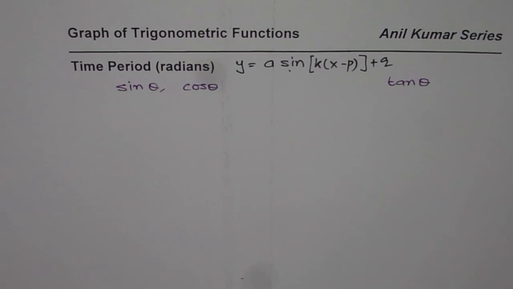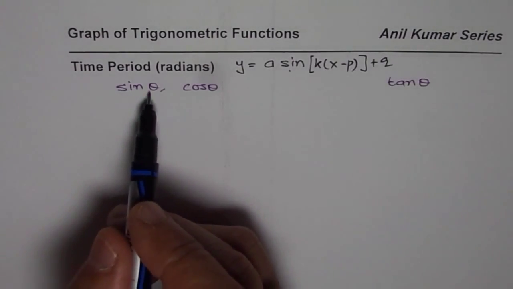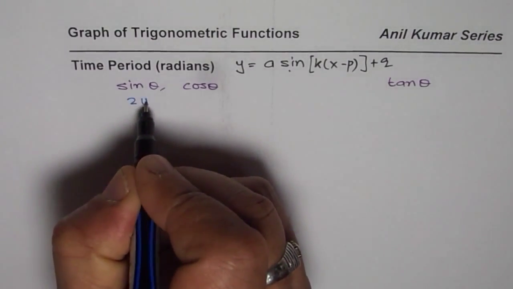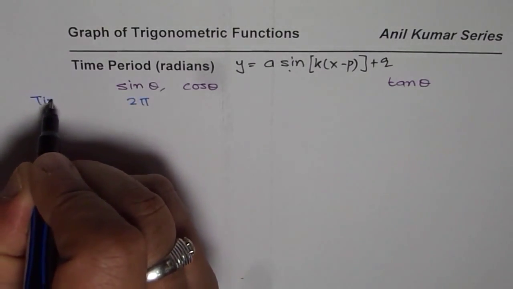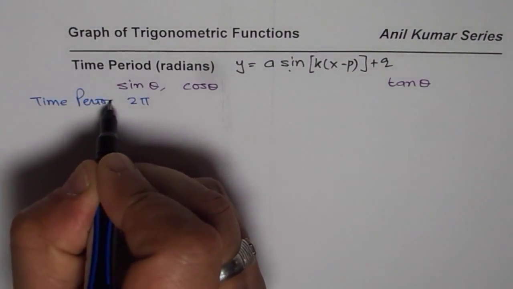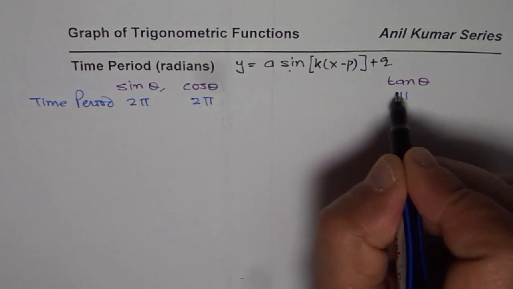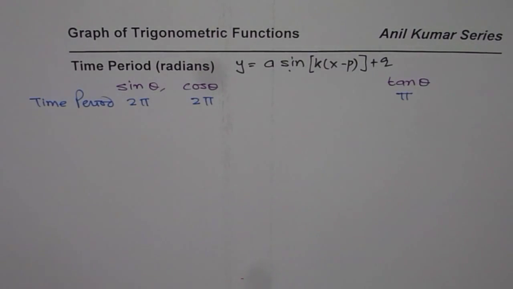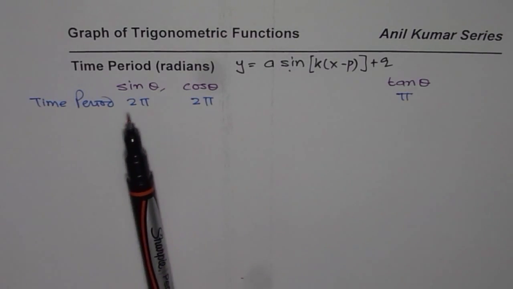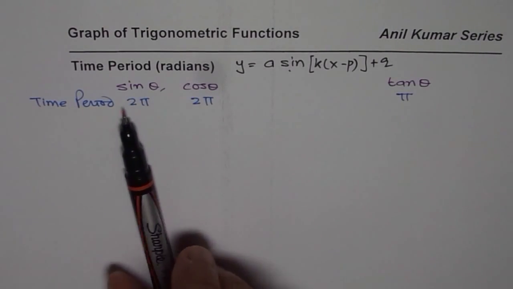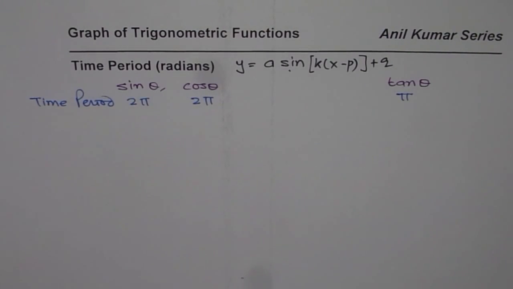Well, the time period, as you know, for a sine function is 2 pi in radians. This is the time period I'm writing. For cosine, it is again 2 pi, and for tan, it is only pi. Remember that part. It's very critical and important, and that's why I've taken this up. So the time period of a sine wave in general, when I write y equals sine theta, will be 2 pi. For cosine, it is 2 pi, but for tan, it is pi radians.